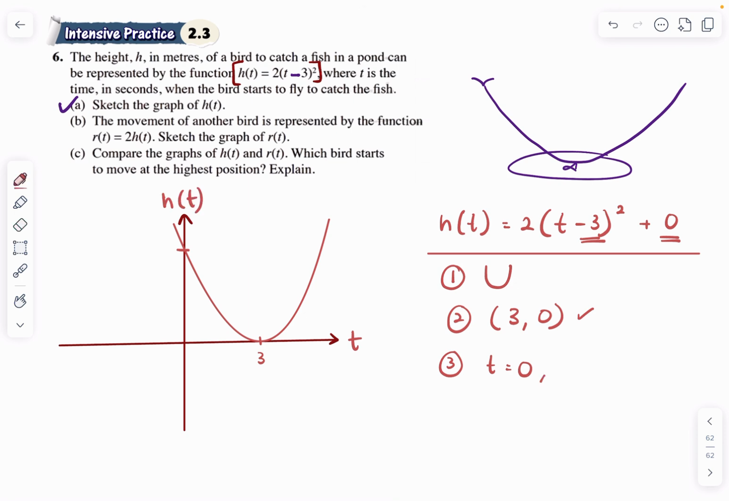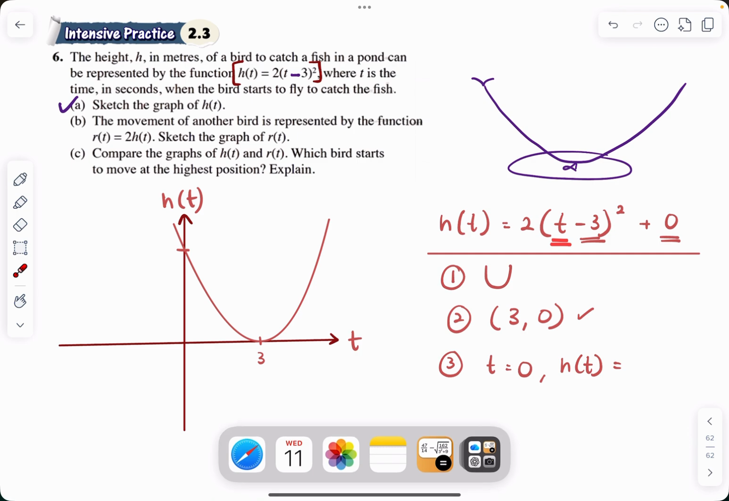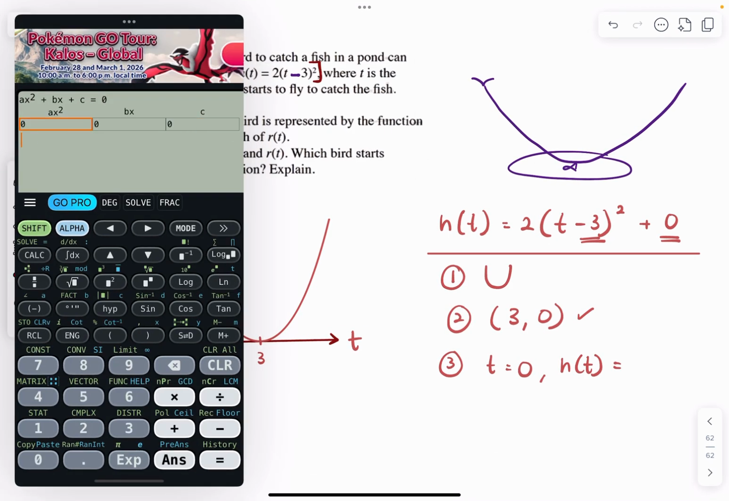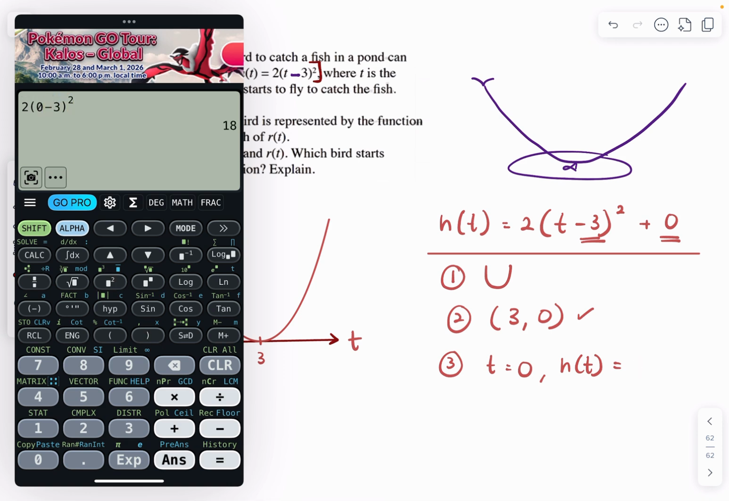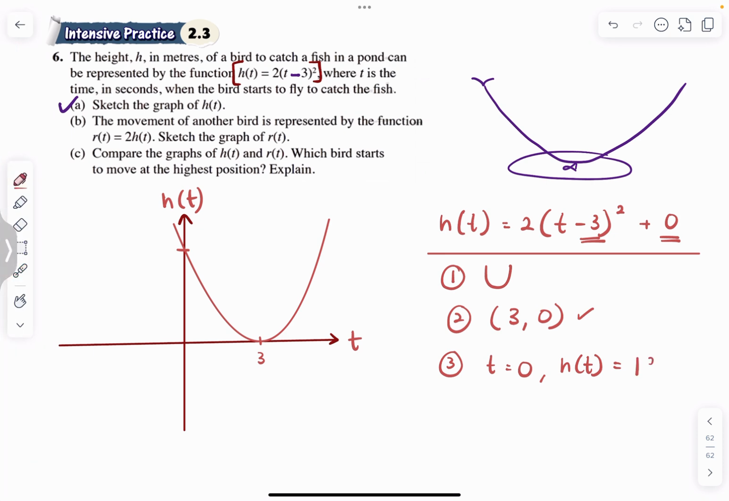So when t is 0, h(t) equals how much? So we just substitute t is 0 here. So I can say 2 times (0 minus 3) squared plus 0, which is 18. So when t is 0, h(t) is 18. So our y-intercept would be 18. This is the graph of h(t). Done. A done.